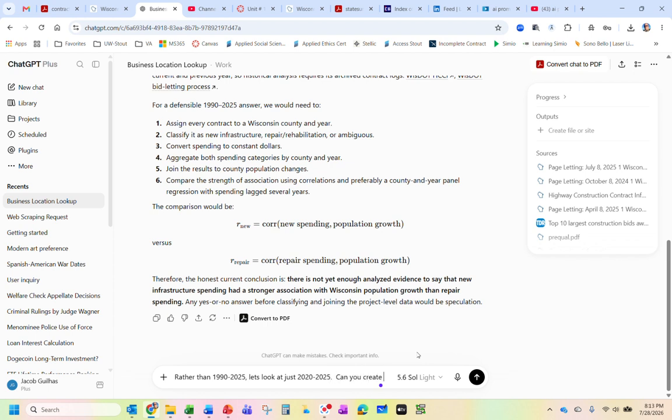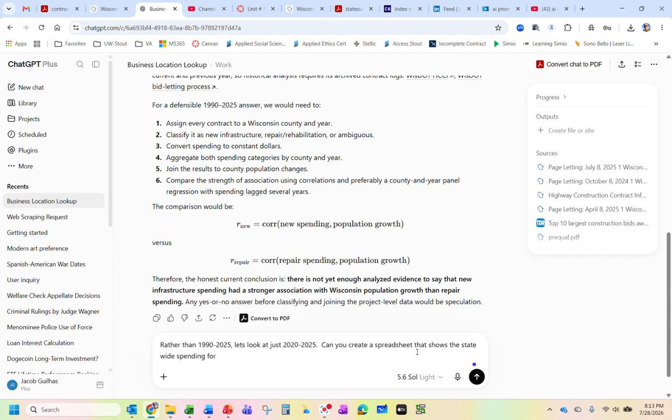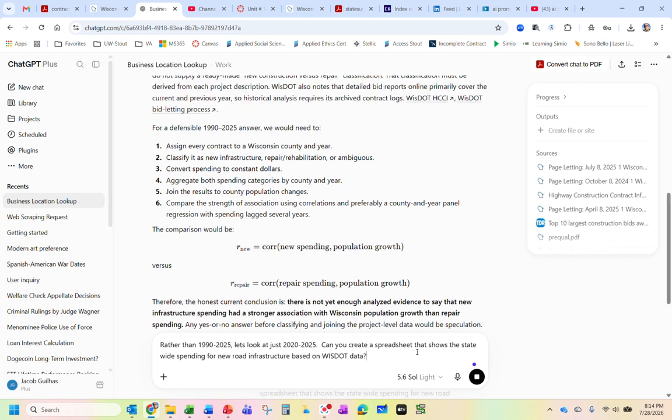And create a spreadsheet that shows the statewide spending for new road infrastructure based on WisDOT data. So you can ask that question.